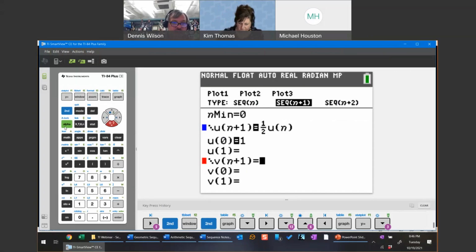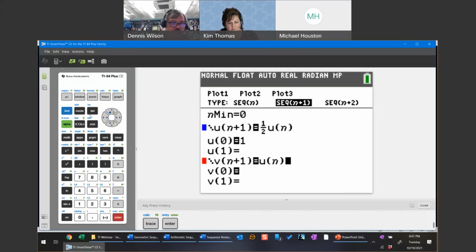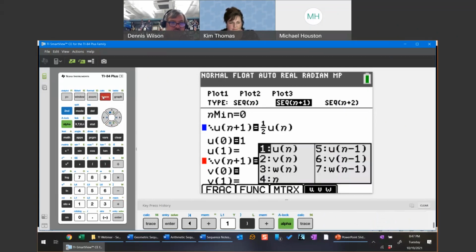But here's the other way I can get the functions. I can press alpha trace, and before we saw those were y1, y2 all the way to y0. Now I've got the values u, v, w, and so forth. So what I'm going to do is I'm going to do u sub n, but really what I want there is u of n plus 1. And then I'm going to add it to the previous value of v. So alpha trace again to get that previous value of v.